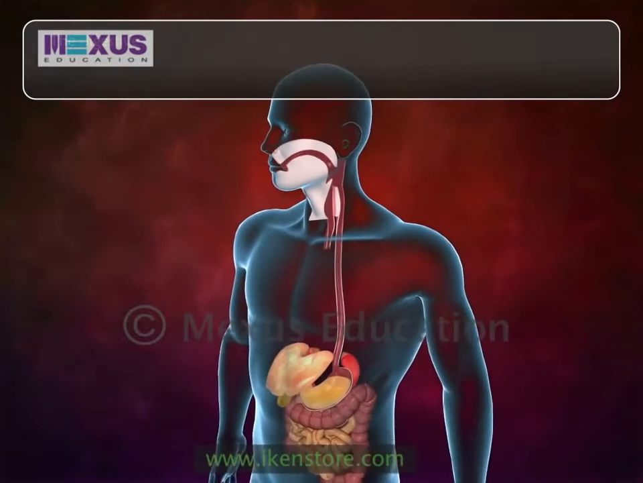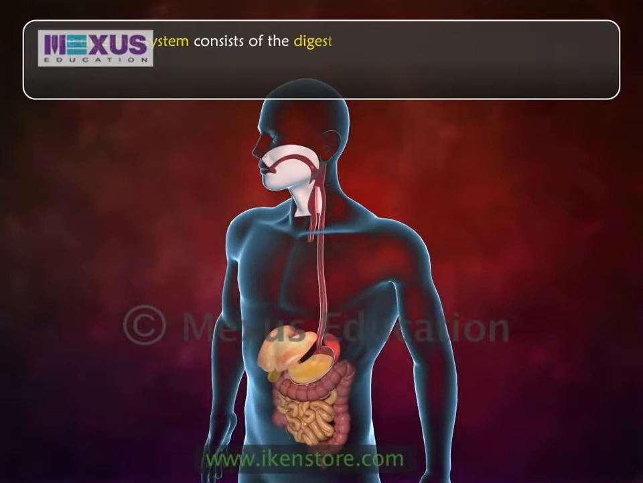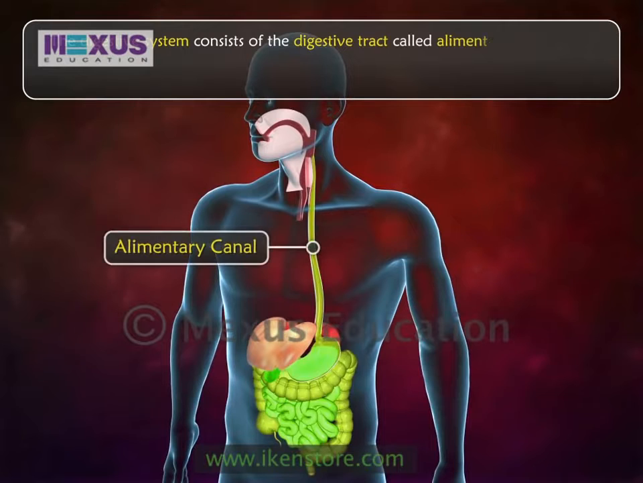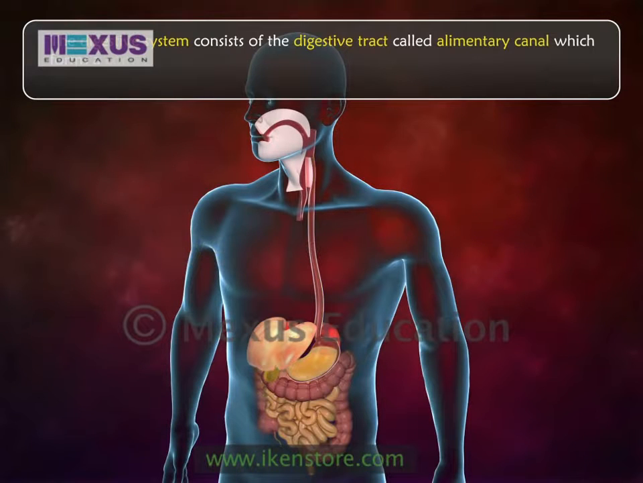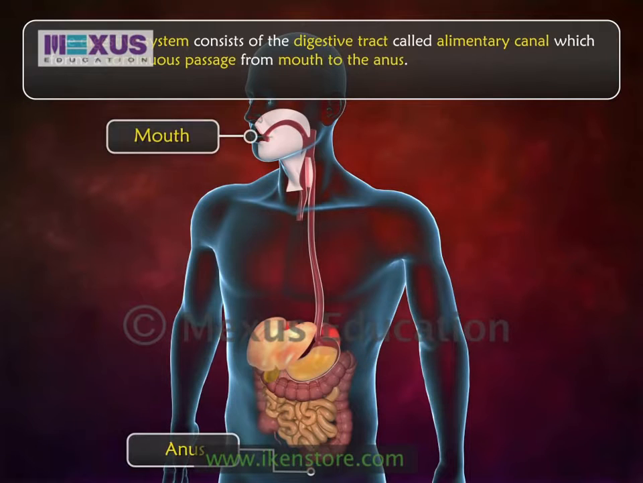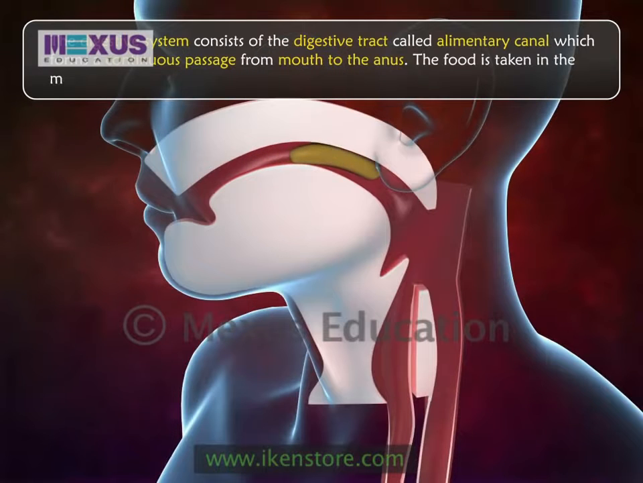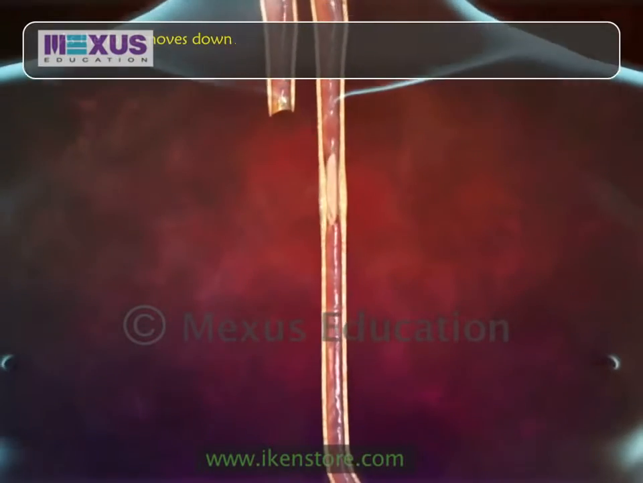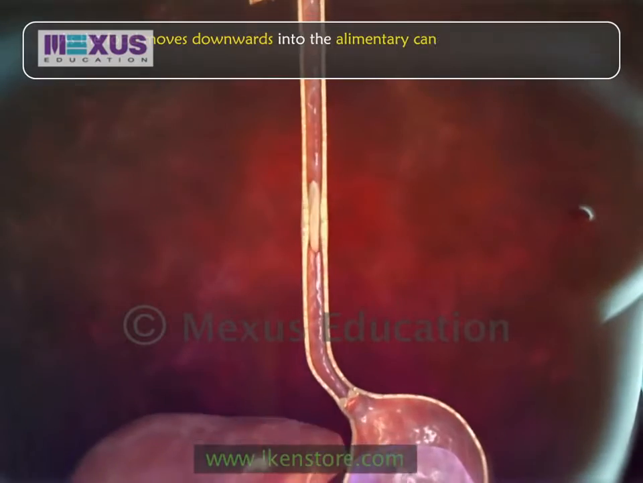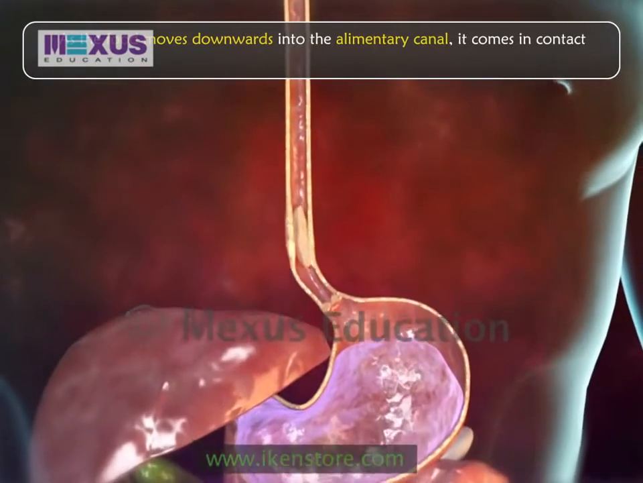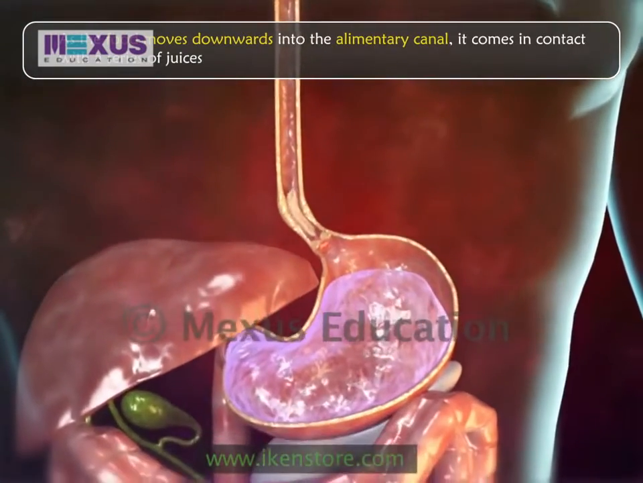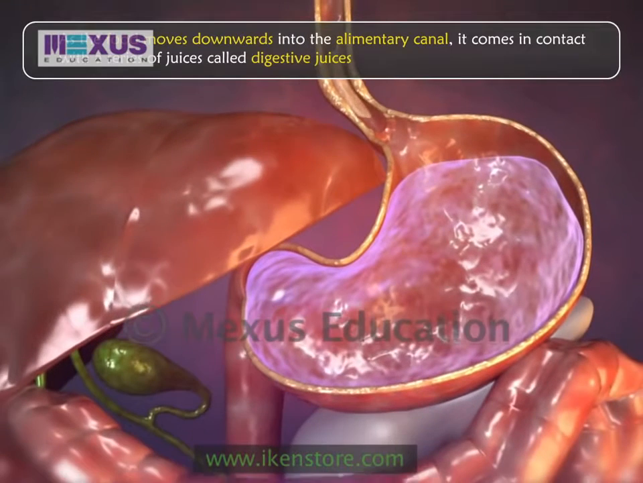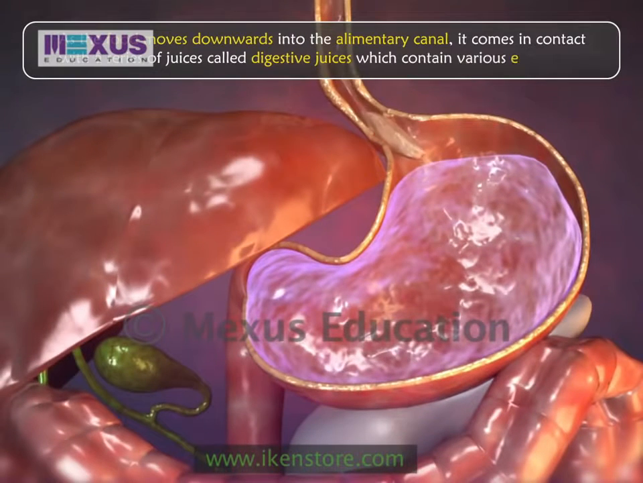The digestive system consists of the digestive tract called the alimentary canal, which forms a continuous passage from the mouth to the anus. The food is taken in the mouth and sent downwards. As the food moves downwards into the alimentary canal, it comes in contact with a series of juices called digestive juices, which contain various enzymes.